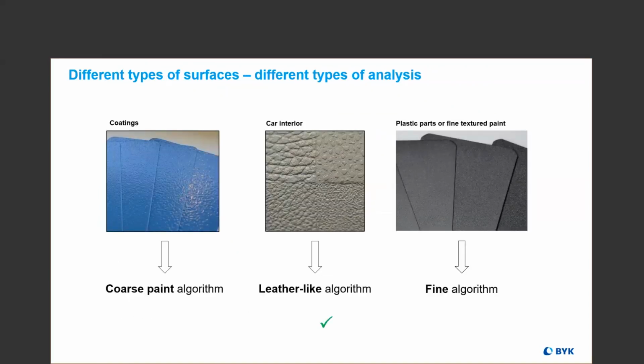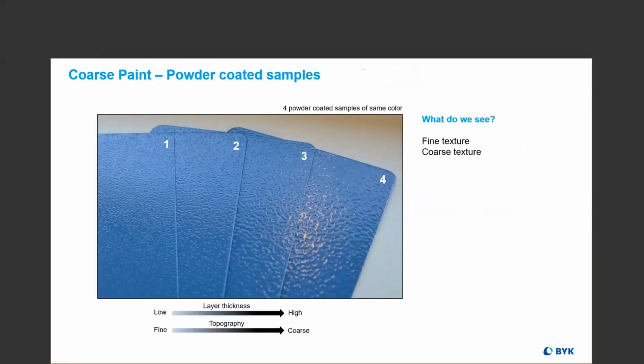Okay, we've covered the Leatherlike algorithm. Now let's delve into the Coarse paint algorithm. So here we have 4 powder-coated samples now, 4 glossy powder-coated samples. And again, we can see some variation in these samples. Sample 1, I would say, has a somewhat fine texture, at least relative to the others, and then the texture gets coarser or rougher as the sample number increases.